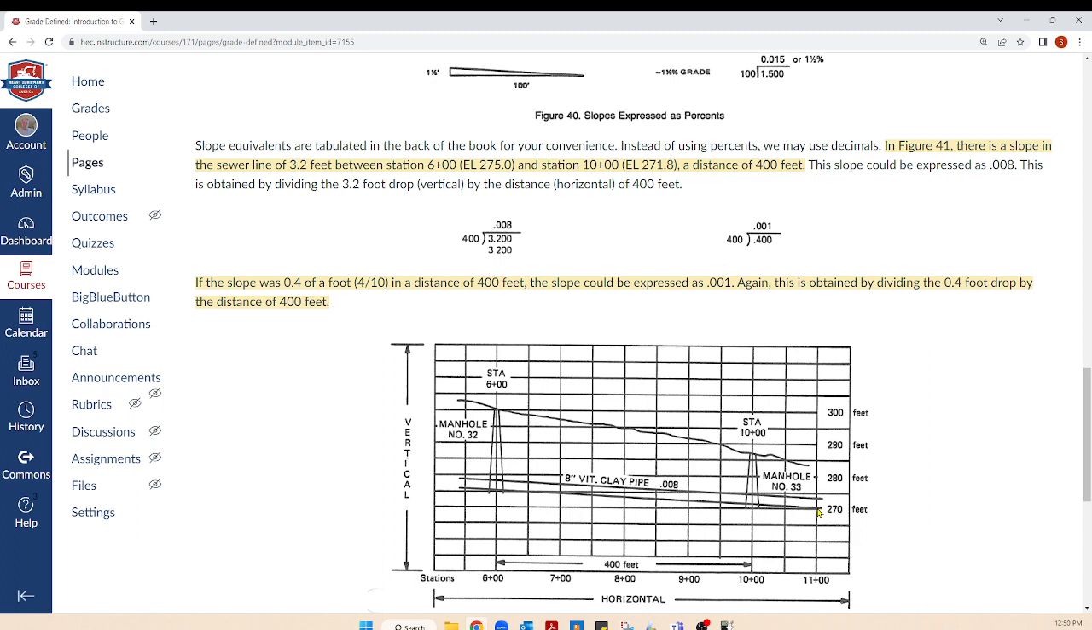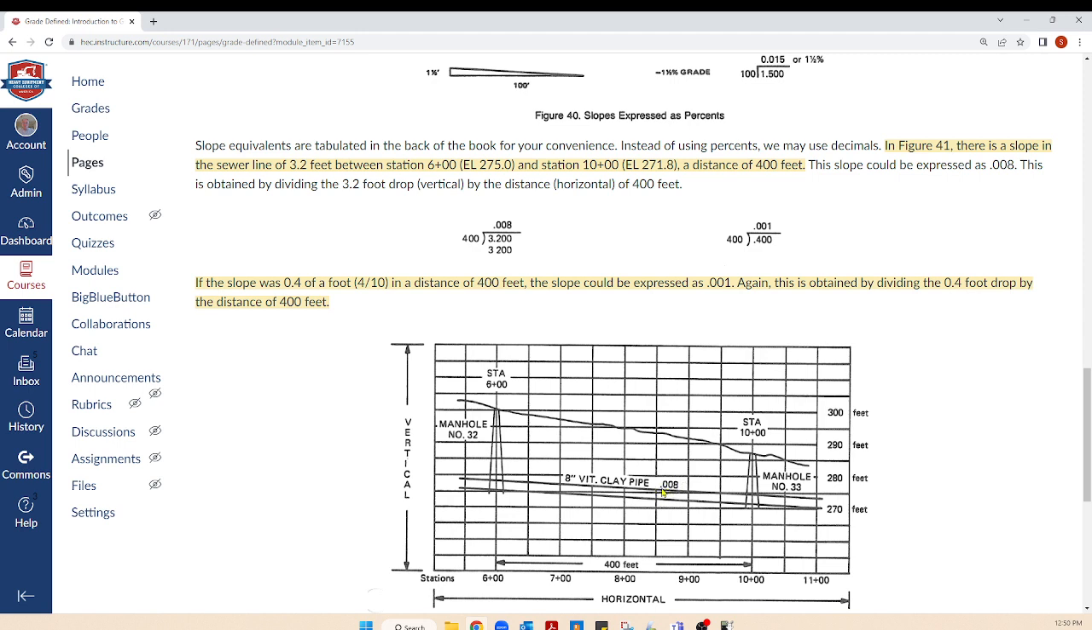That's a 5 foot fall over 400 feet. So the vertical distance is 5 foot, the horizontal distance is 400 foot. And with that, we can calculate the percent. This is a percent, believe it or not.